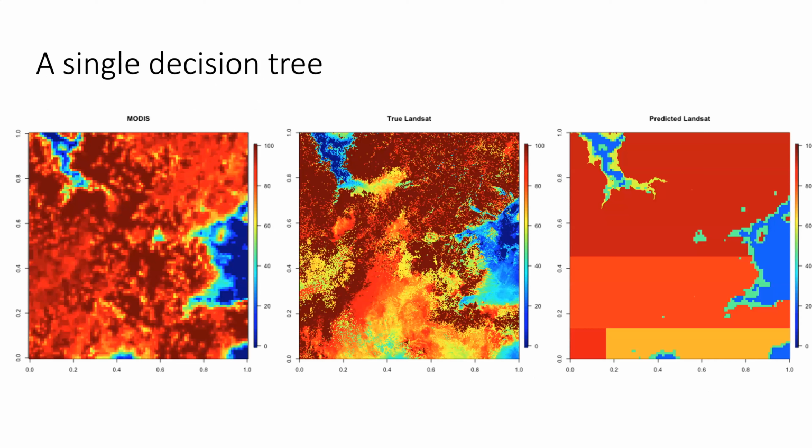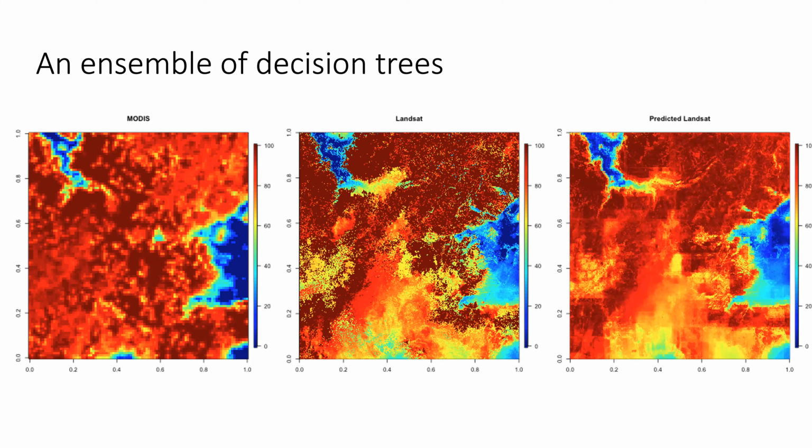This example is for a single decision tree. On the left, we have MODIS data at 500 meter scale, and in the center, Landsat at 30 meters. For a single decision tree, we get the predicted values on the right. It is clear that this method doesn't work very well. It looks even worse than the MODIS data on the left.